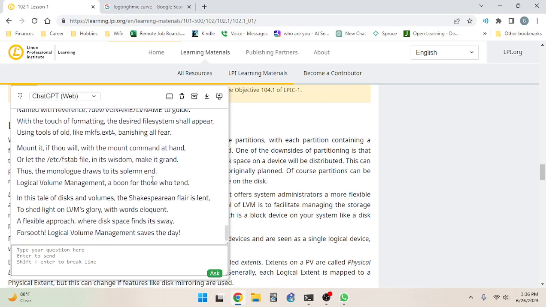Mount it, if thou will, with the mount command at hand, or let the /etc/fstab file in its wisdom make it grand. Thus, the monologue draws to its solemn end, logical volume management a boon for those who tend. In this tale of discs and volumes, the Shakespearean flair is lent to shed light on LVM's glory with words eloquent. A flexible approach where disk space finds its way, forsooth, logical volume management saves the day.